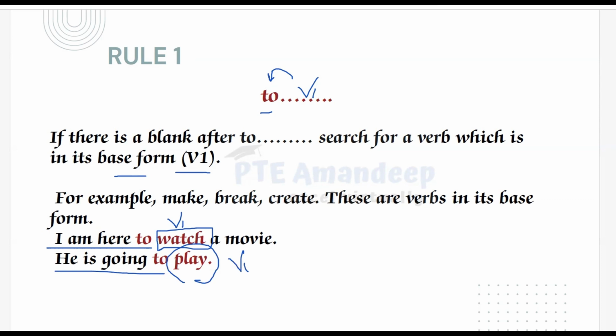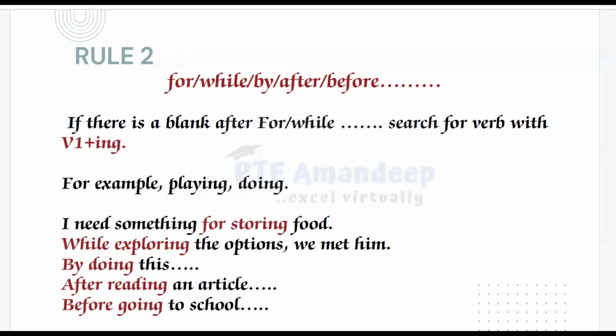All right. So next rule is, for example, before the blank, any of these words are written: for, while, by, after, before, and then is a blank. What will come in this blank? Again, a verb, but with ing. So a verb in the ing form will be here. For example, after the word for, what will come? A verb in the ing form.